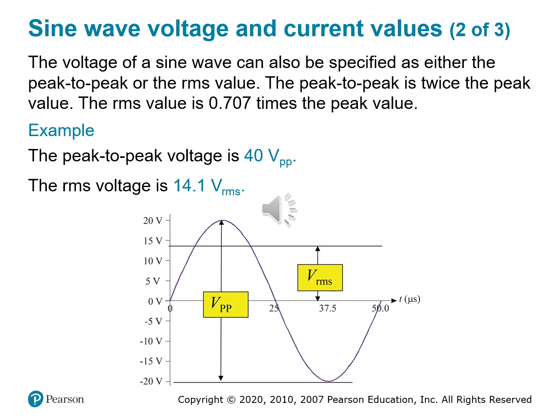So if we want to recap from this slide, V sub P is equal to 20 volts. V sub PP, peak to peak, is going to be 40 volts. Remember, 20 volts up, 20 volts down. And V sub RMS, the root mean squared, is going to be 14.1 volts. Each gives a different perspective of the waveform's behavior and its effect.